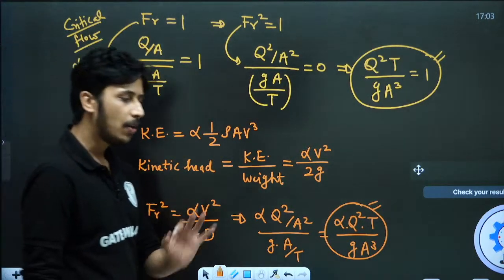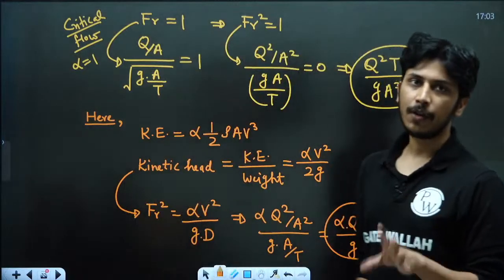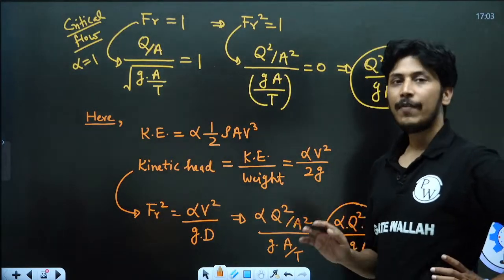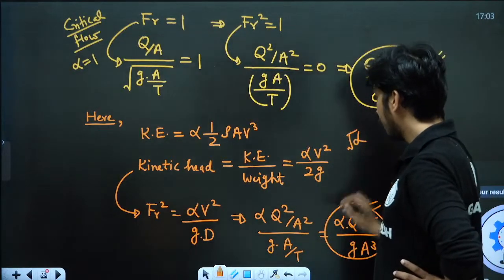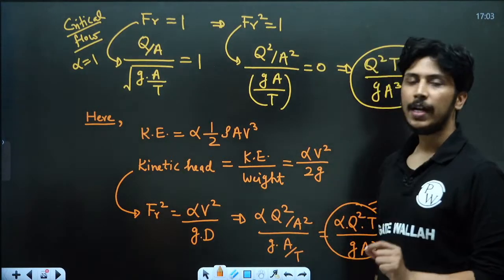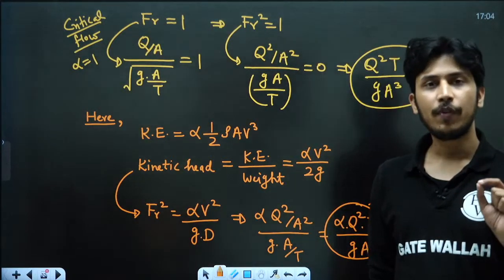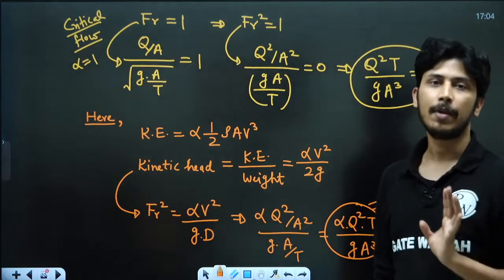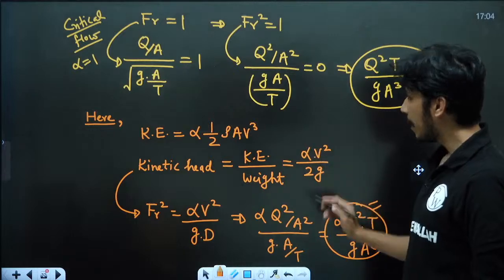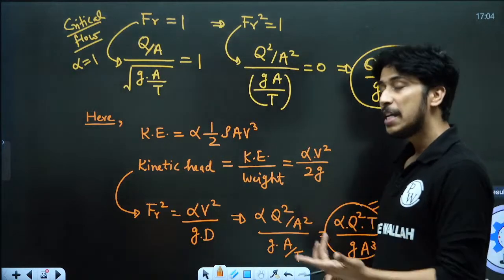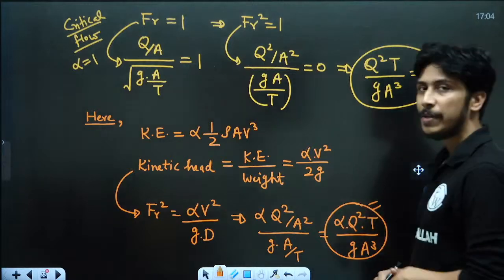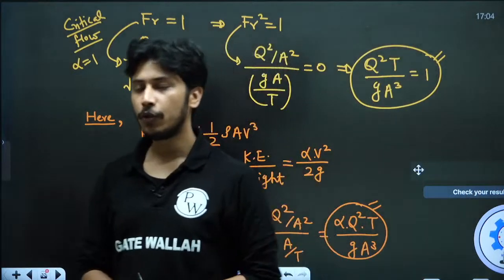So always remember only one thing: whenever you have to use alpha, wherever V square is there, put alpha with it. Wherever V is there, put root alpha with it. So if alpha is not 1, everywhere you are using velocity, put root alpha there. Everywhere we are using V square, put alpha multiplied by that. So V square is multiplied by alpha, or V is multiplied by root alpha, if alpha is not 1. Because one more question has been asked in the next year, GATE 2024.